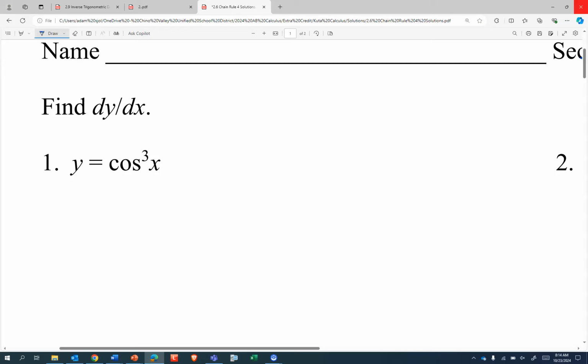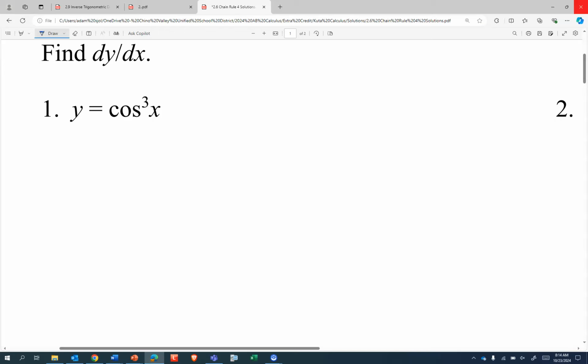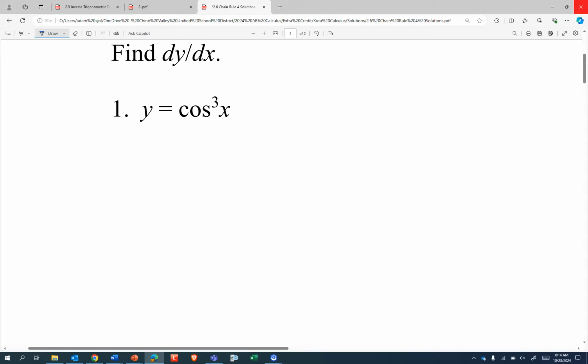Okay, so find dy dx. We're not going to be silly and write y prime. It literally says find dy dx. Okay, so structure here, y equals cosine cubed. Maybe we don't always need to write this, but if you're not sure, this actually means y equals cosine of x, and that whole thing is cubed.